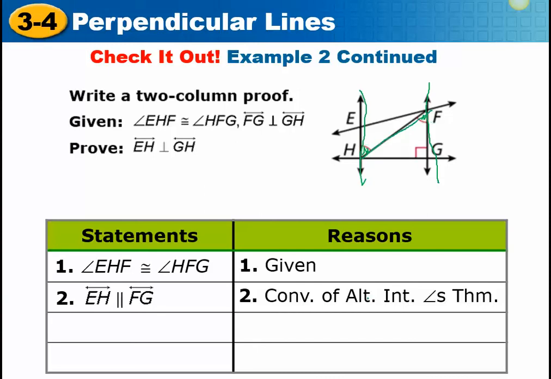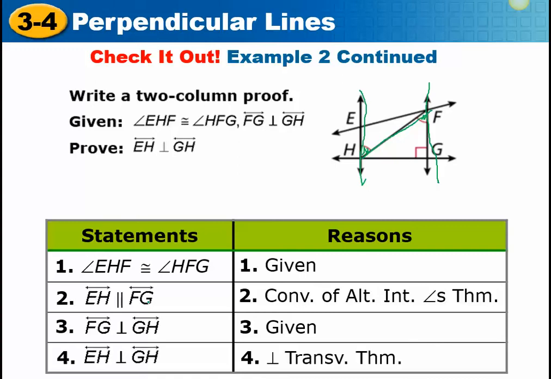So we can use the converse of the alternate interior angles theorem to say that line EH is parallel to FG. We already knew that FG was perpendicular to GH, and we're trying to prove that EH is perpendicular to GH as well. So now we can use the theorem that says that if you have parallel lines and one of them is perpendicular to the transversal, then so is the other. So they're both going to be perpendicular to HG or GH.